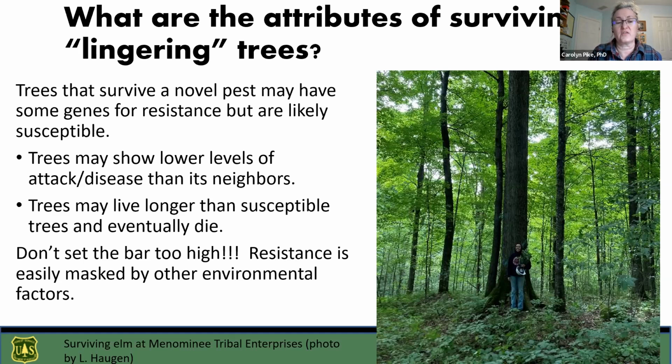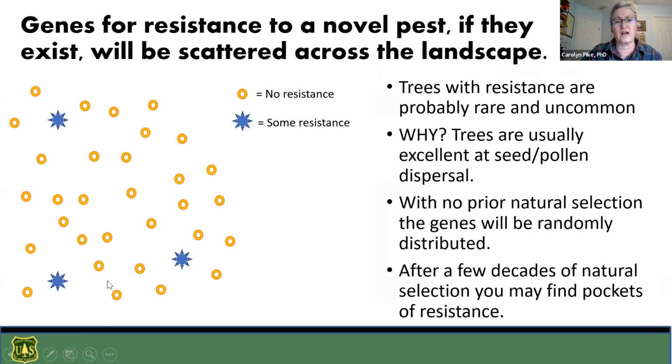Resistance is easily masked by other environmental factors. So this picture on the right is from my colleague, Linda Haugen. It's a surviving elm. And the difference with emerald ash borer, which is a novel pest, versus elm and Dutch elm disease, which has been around for 50 years, is that in elm, there's already been some natural selection. And so some of these bigger trees on the landscape have survived and endured, and those are the ones we're targeting. But your lingering ash tree is not going to necessarily be this big, beautiful tree. They're going to look a little bit more damaged by emerald ash borer.